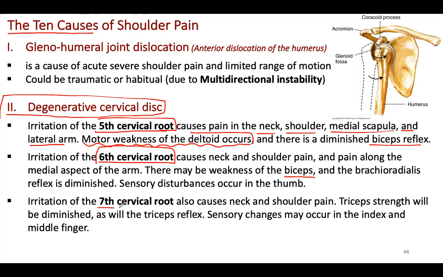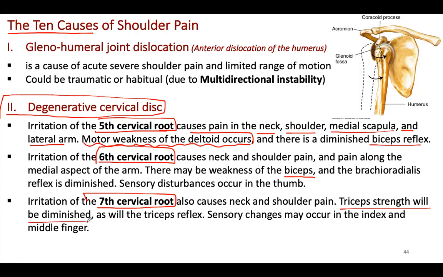Seventh cervical root, that's the triceps. Triceps strength will be diminished. So triceps does what? Extension of the elbow. So you ask the patient to flex the elbow against resistance. If he cannot do that, one of the options could be a problem in the cranial nerve, not cranial nerve, sorry, spinal nerve C6. If the patient is unable to extend the elbow against resistance, you suspect triceps weakness, and this is going to be C7. So this is the importance of knowing the root that is responsible for certain movements.